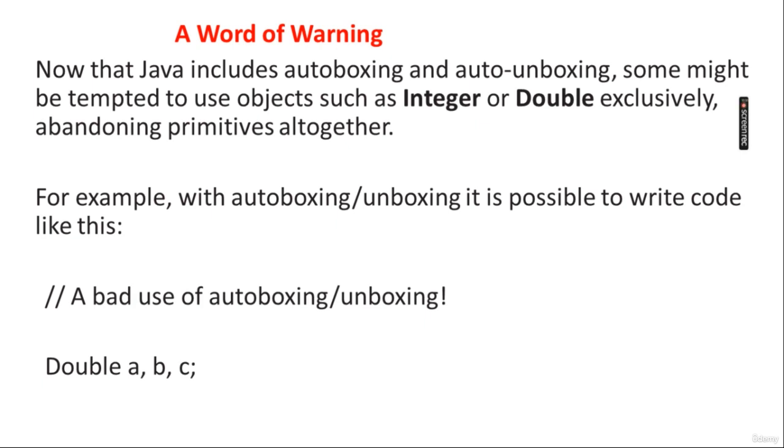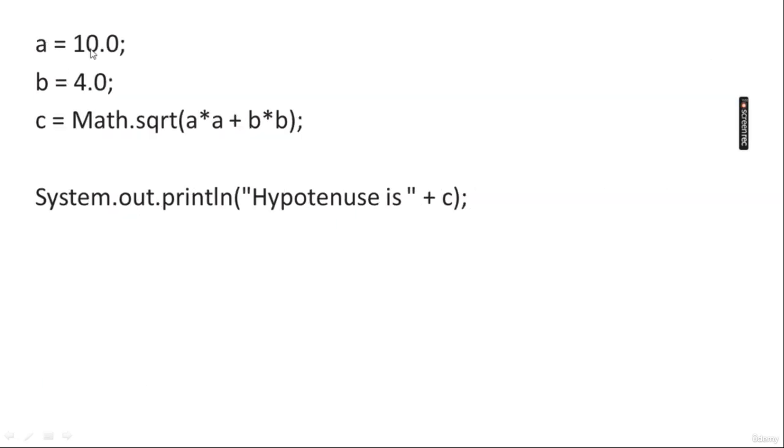Java includes autoboxing and auto unboxing. Some might be tempted to use objects such as Integer or Double exclusively, abandoning primitives altogether. We will see one example for that. For example, with autoboxing and unboxing, it is possible to write code like this. Double a, b, c. So here we were expecting double, the primitive type with a small d, for a, b and c. Now what we are going to do here: 10.0, 4.0, and trying to calculate 10.0 times 10.0 plus 4.0 times 4.0, and we are trying to calculate the square root.